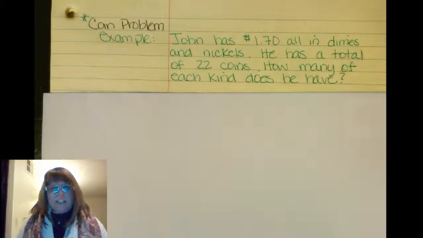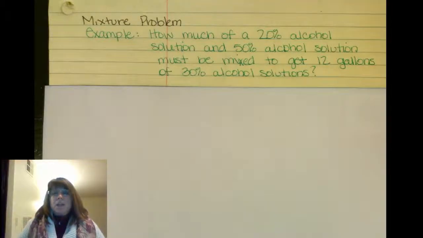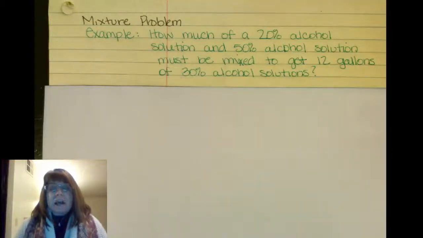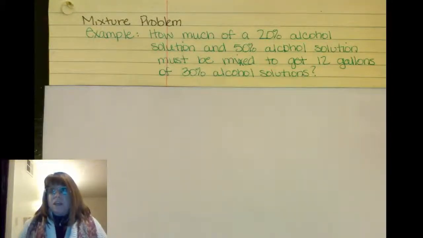next class session. Another common problem to use systems of equations are mixture problems. So how much of a 20% alcohol solution and a 50% alcohol solution must we mix together to get 12 gallons of a 30% alcohol solution? You can think of this as an investment problem or a coin problem. But this time my values are going to be the gallons I add up and then the percentages of those gallons of alcohol.